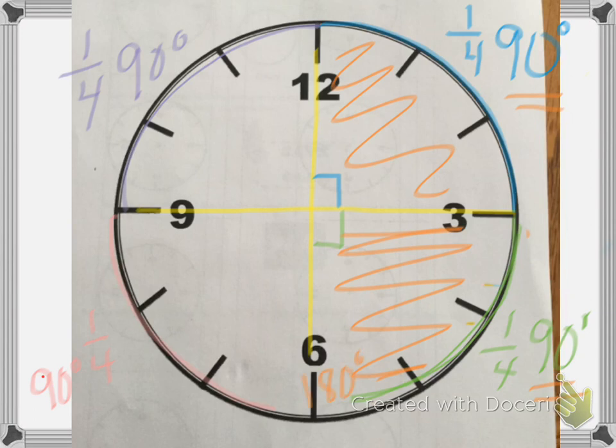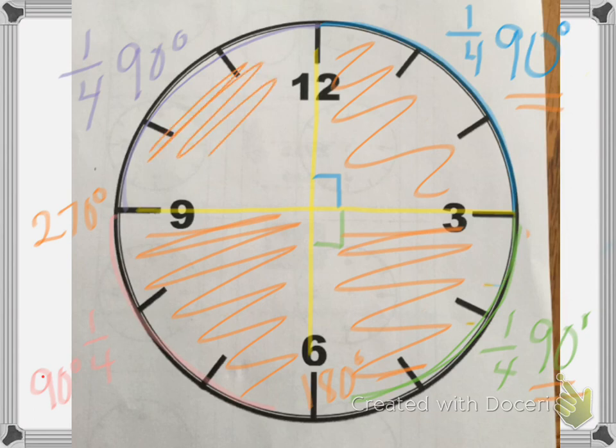But what if I go to 3/4? 90, 2 90s, 3 90s. 3 groups of 90, 3 times 90 is 270. When I travel 3/4 of the way around, I've traveled 270 degrees.